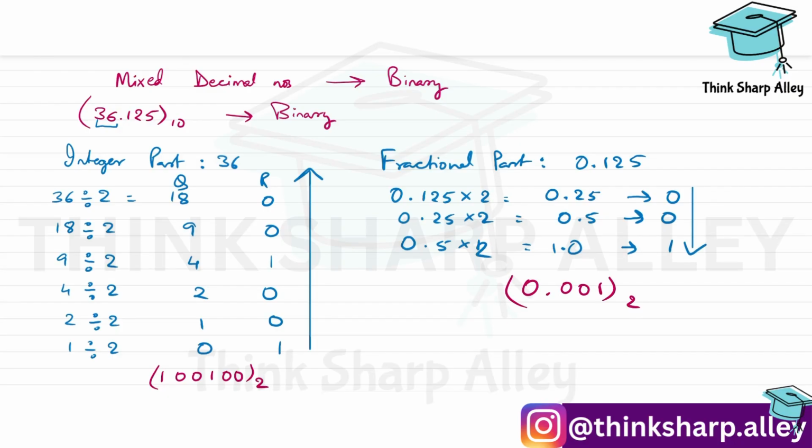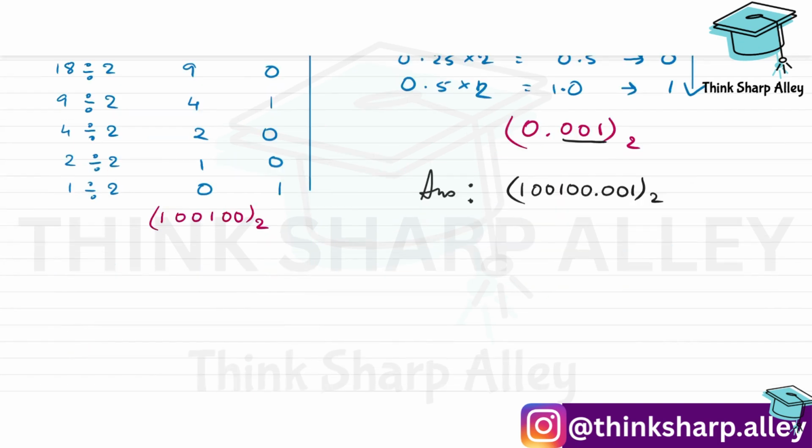So combining both the parts, the answer is, we write this part, then 0.001, this one. So left side, divide, right side, multiply. Now you try one more question, pause the video and give it a try, then I'll write the answer. So convert this into binary form. Pause, and the answer is.